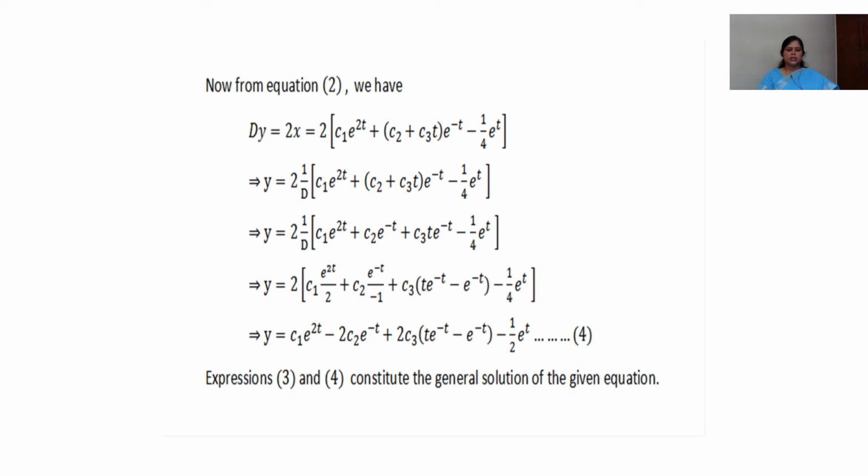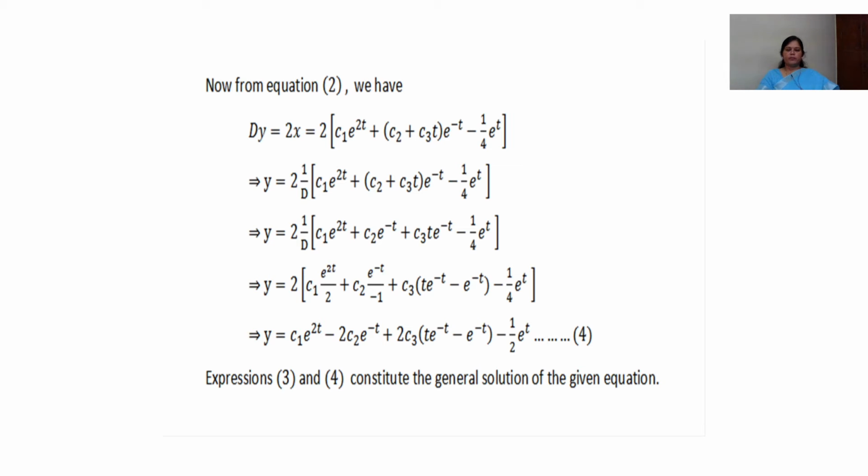Plus c3 into, in the third term we have two functions, that is multiplication of two functions, t into e to the power minus t. So it is a multiplication of two functions in the integration, which means we have to use the integration by parts method only. So using the integration by parts, integration of t into e to the power minus t becomes t into e to the power minus t minus e to the power minus t.